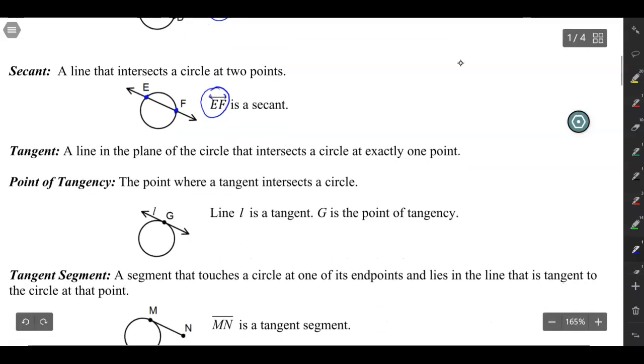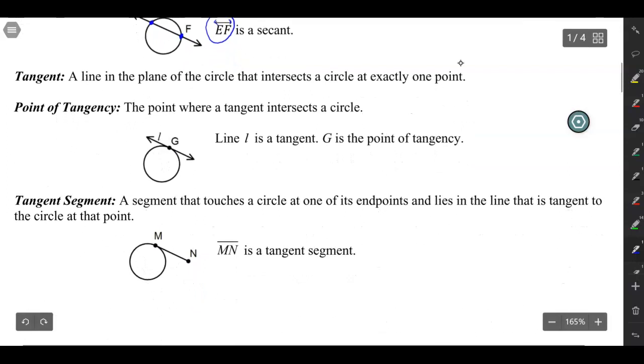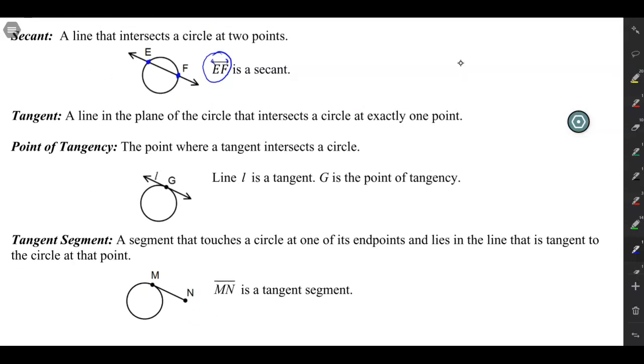Okay, so let's talk about a tangent. This is going to be one of the most important ones for us. A tangent is a line in the plane of the circle that intersects or touches the circle at exactly 1 point. So you can see a picture of this down here. I'll put a star next to it. That line that's touching the circle at exactly 1 point, that would be a tangent line.